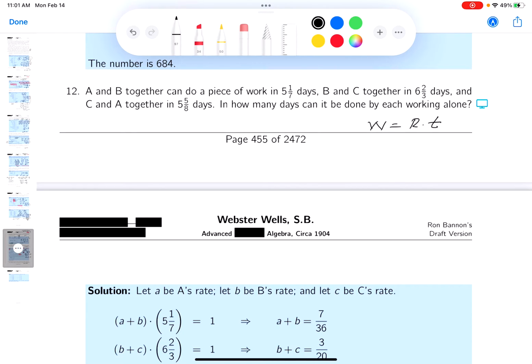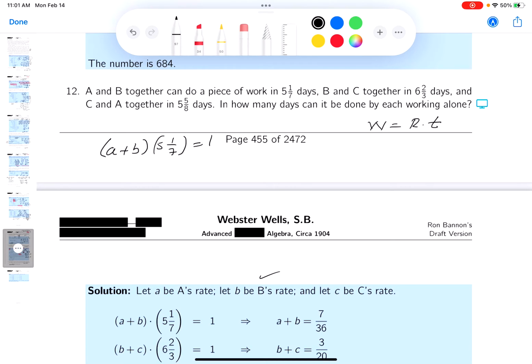All right? So what I do know is that A and B are working together. So it would be reasonable to say that lowercase a is A's rate and lowercase b is B's rate. And that's all I'm doing over here in the key. So the first thing I notice is, if A and B work together, this is their rates. It takes 5 1/7 days to do a job. I'll write that down. So it's the rate times the time would be the work, and they complete one job. Lowercase a means A's rate, lowercase b means B's rate.